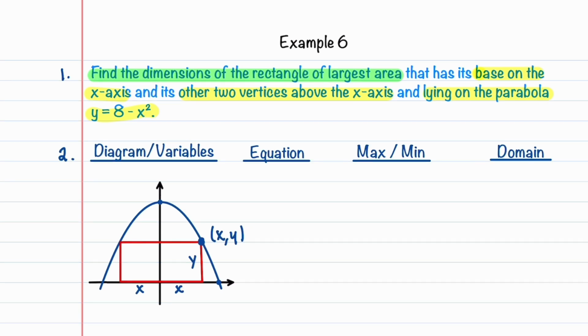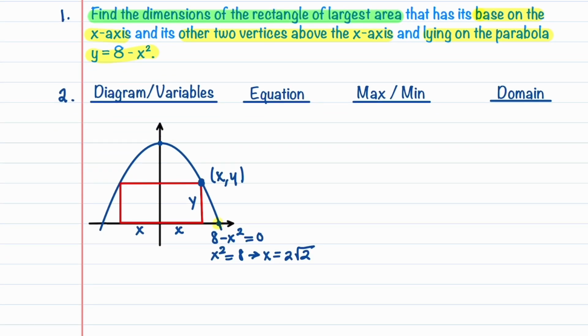Notice that x can be as big as this point right here, so I think we should go ahead and label that point. That point is where our parabola, 8 minus x squared, is equal to 0. So that point is x squared is equal to 8, which gives us x is equal to the square root of 8, or 2 square root of 2. Let's now label our variables. 2x is the width of our rectangle, and then y is the height. You always want to label the variables.